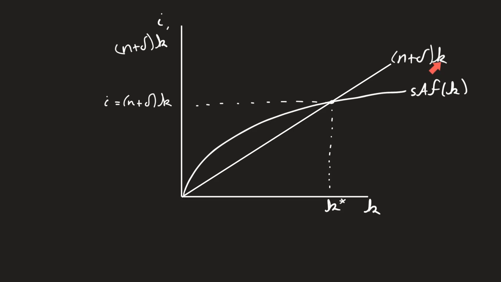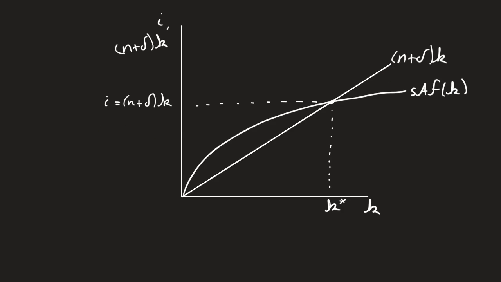And that's when capital needs to get replaced. The depreciated capital, we're able to replace that. And we're also able to add enough capital per worker for the new individuals that are showing up in our economy through an increase in the population growth rate. And so when those two things are equal, we are at steady state.